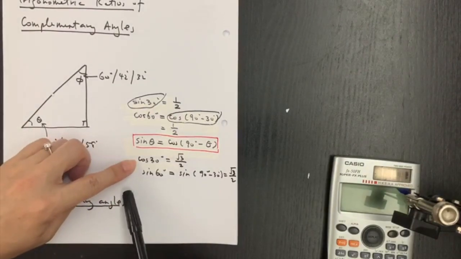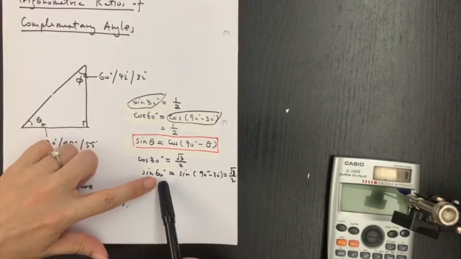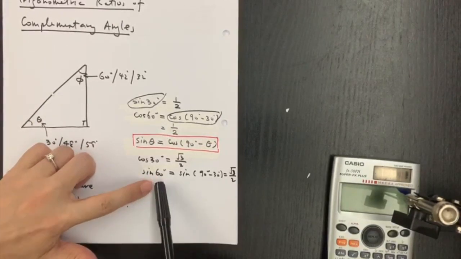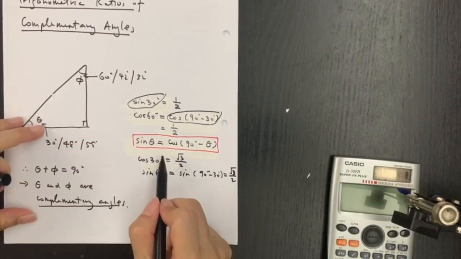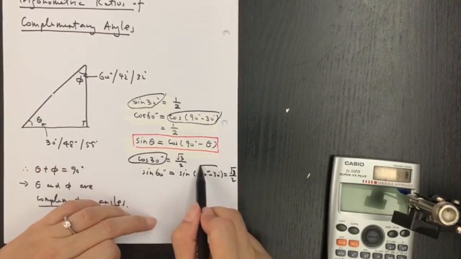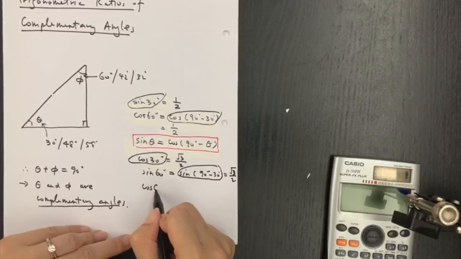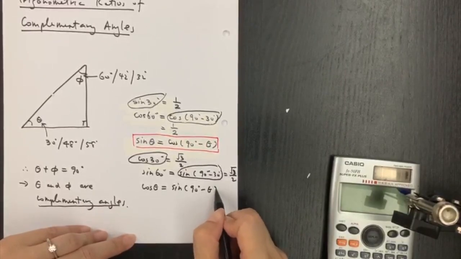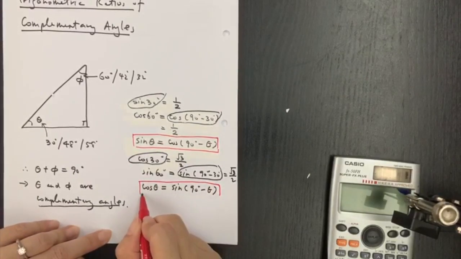Okay, so next, how about cosine 30? Cosine 30 is the same as root 3 over 2. And now we look at sine 60. For this 60, we can change that into 90 minus 30. And the value for sine 60 is the same as root 3 over 2. So you can see cosine 30 is the same as sine of 90 minus 30. Therefore, we get another identity saying that cosine theta is the same as sine of 90 minus theta. And this is the second identity we have in today's lesson.